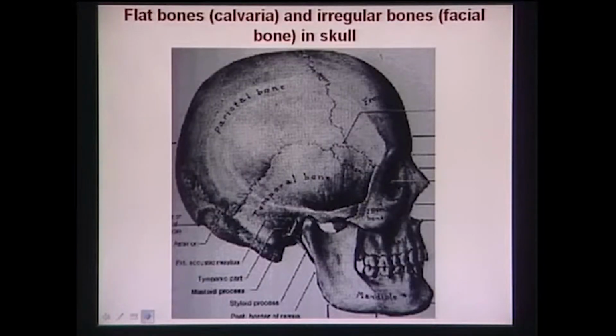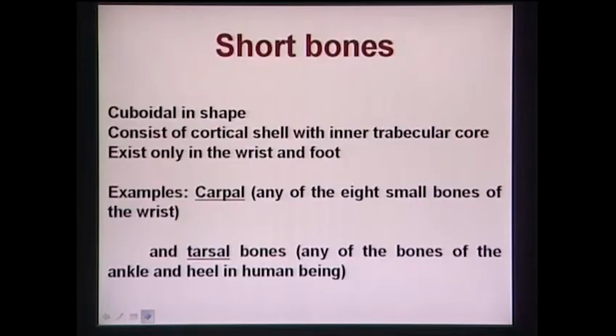Then what is known as the flat bone? Flat bones are the calvaria, and irregular bones are the facial bones. So facial bones, you can see that in the skull, are called the facial bones or irregular bones. These are examples of the irregular bones and flat bones.